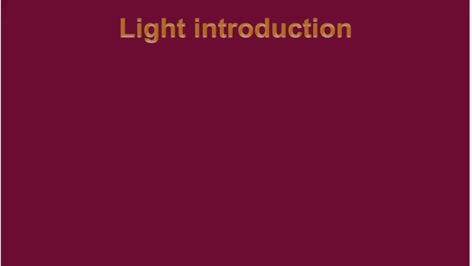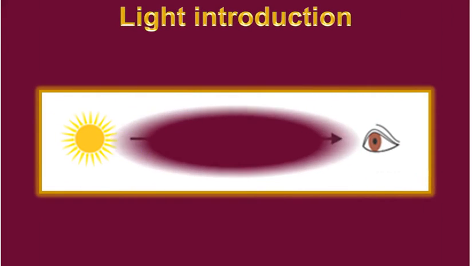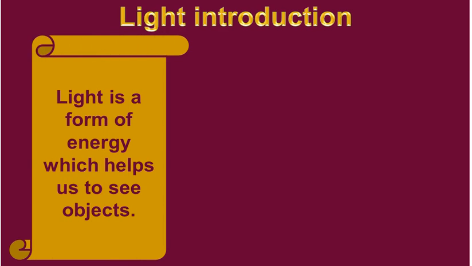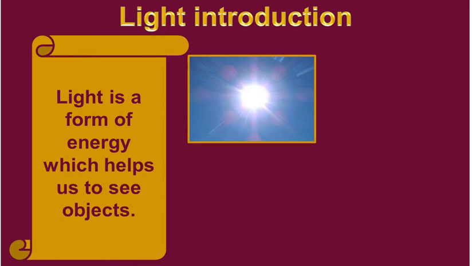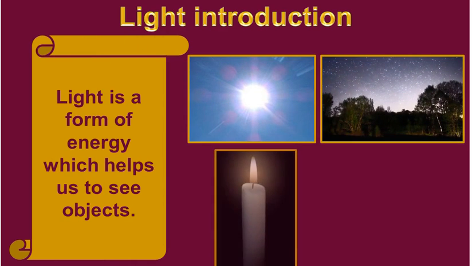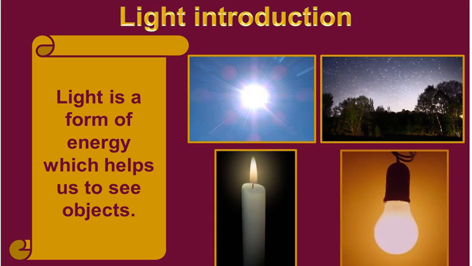Light introduction. You see different objects around you. What enables you to see these objects? It is light. Light is a form of energy which helps us to see objects. The sources of light can be natural, like the sun and stars, and also artificial or man-made, like candle, bulb, lamp.